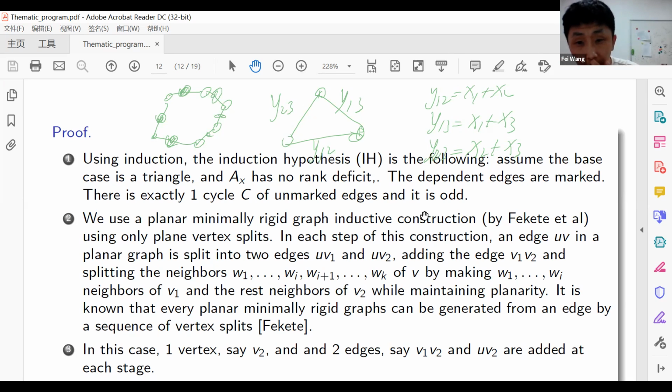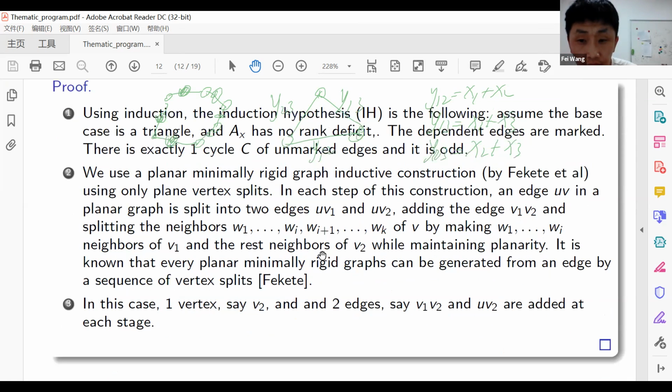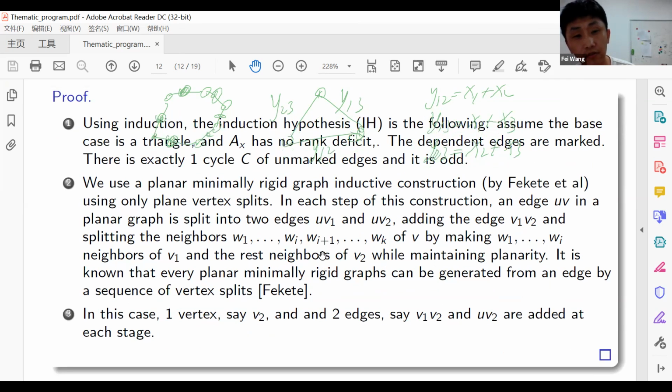So in each step we use a planar minimum rigid graph inductive construction by Fouquet, using only the plane vertex splits. So we start with a triangle. At each step we increase the graph by using this plane vertex splitting. So we add one vertex and two edges, and it's shown that all the planar minimum rigid graphs can be constructed by this vertex splitting technique.